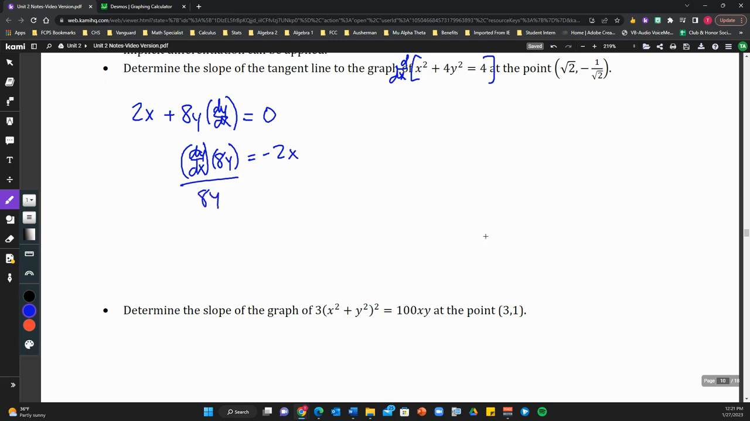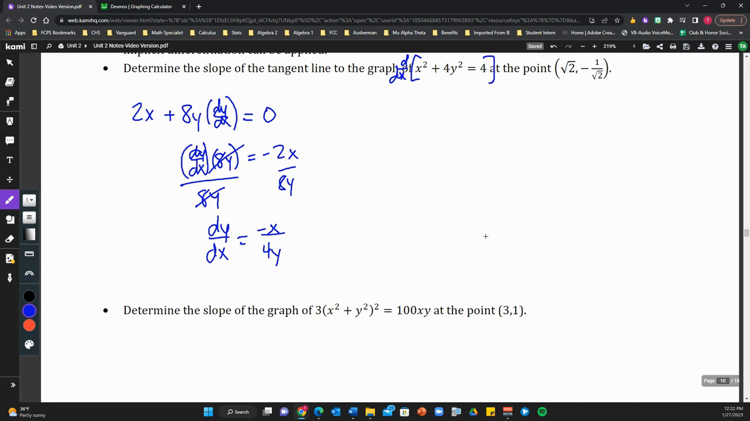So I'm going to divide both sides by 8y. These cancel, and then we just need to reduce. So -2 over 8 reduces to -x over 4y. So that is my reduced version of the derivative dy/dx.